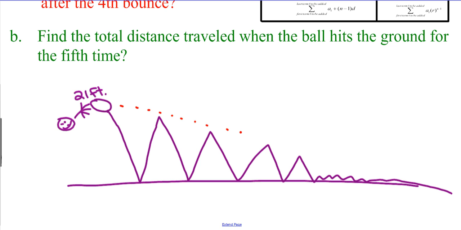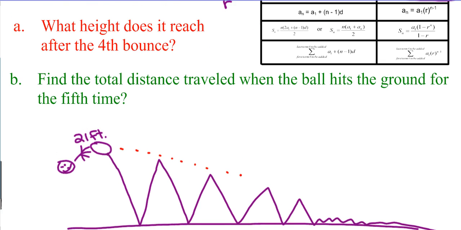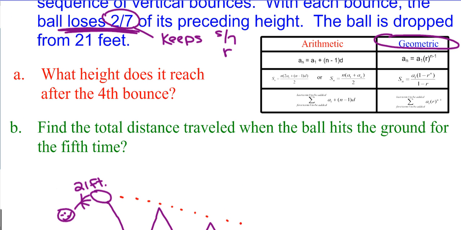So when we're looking at this, I'm going to make a sequence here. It says, what height does it reach after the fourth bounce? So before the first bounce, my first term is 21. This is when I'm standing, holding it. See my hand down there? I'm standing, holding the ball. That's my first starting point. Then after the first bounce, it'll be 21 times 5/7.